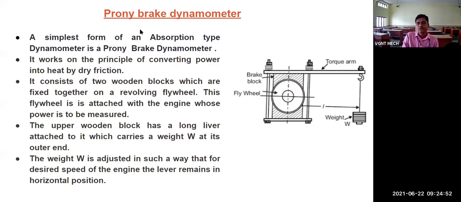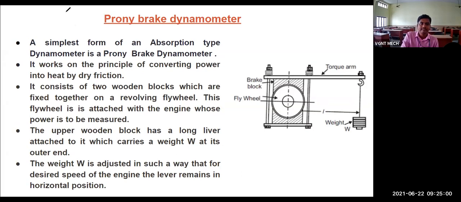And regarding this Prony brake dynamometer also, we have discussed in the last class. So what we have done here in the Prony brake dynamometer, in the exam they will ask some 5 marks question. A 5 marks question they will ask based upon this Prony brake dynamometer.